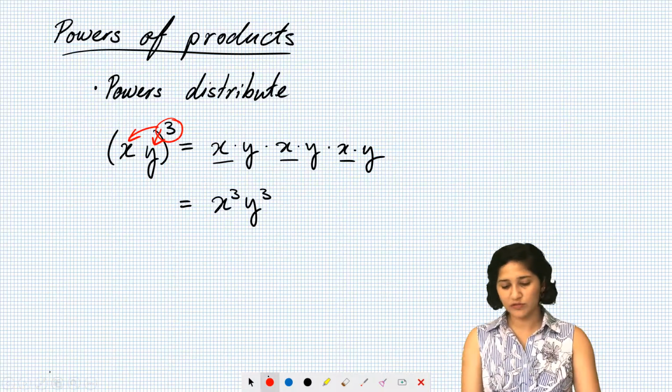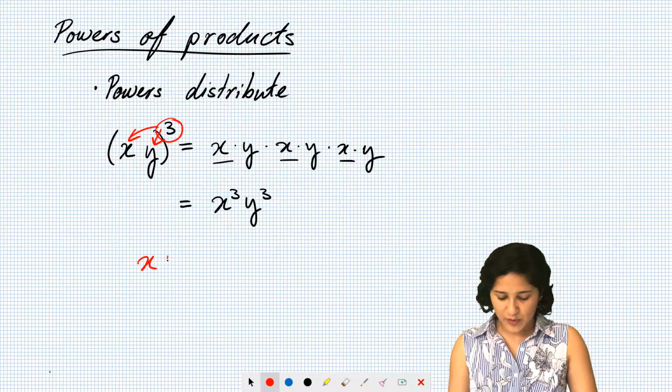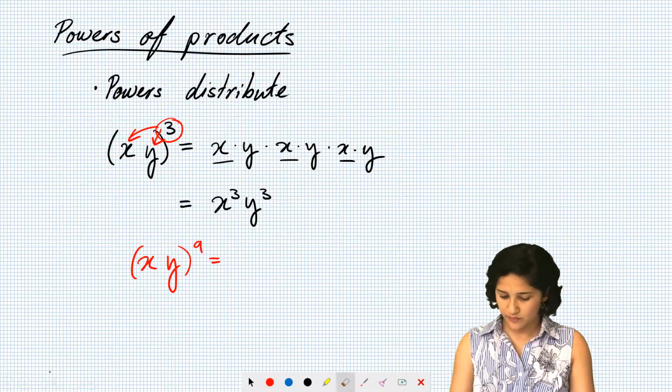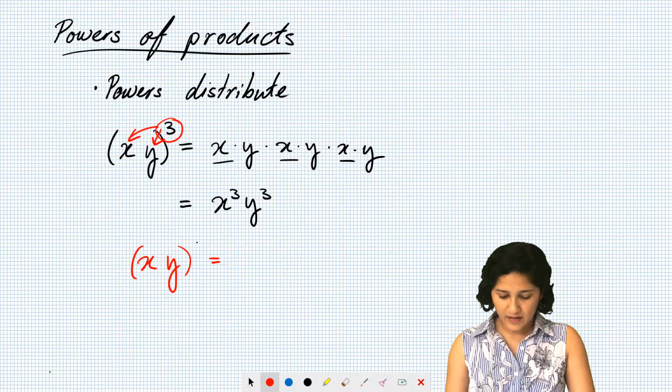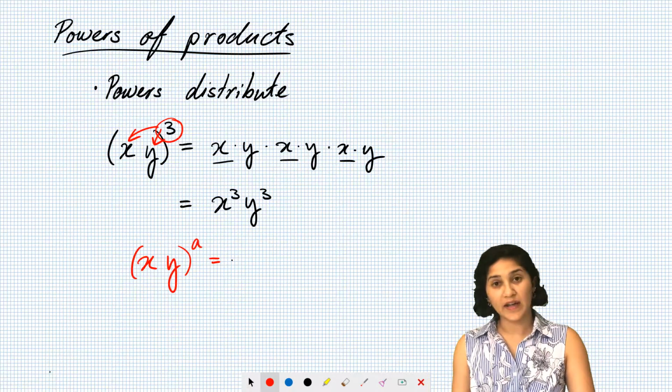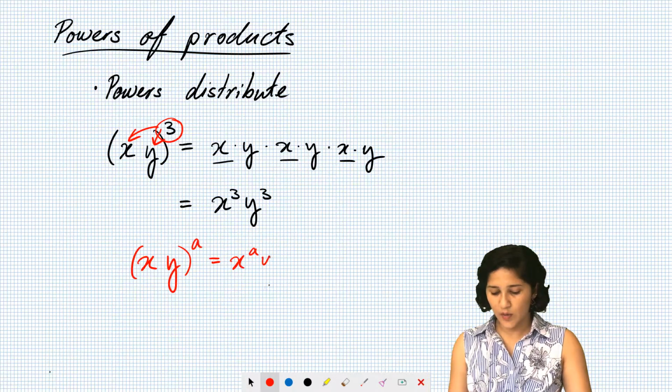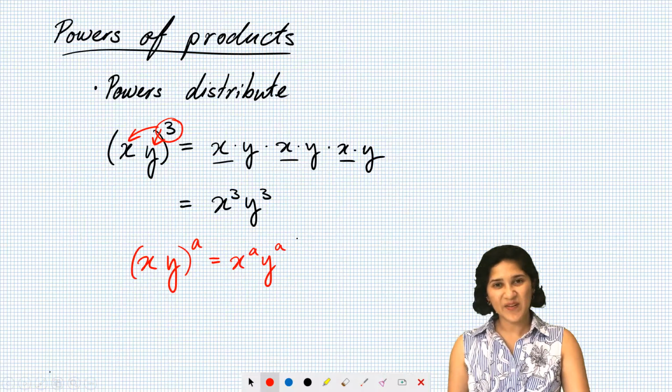So as a general rule, I can write (x times y) to the power of a will just be x to the power of a, y to the power of a, right?